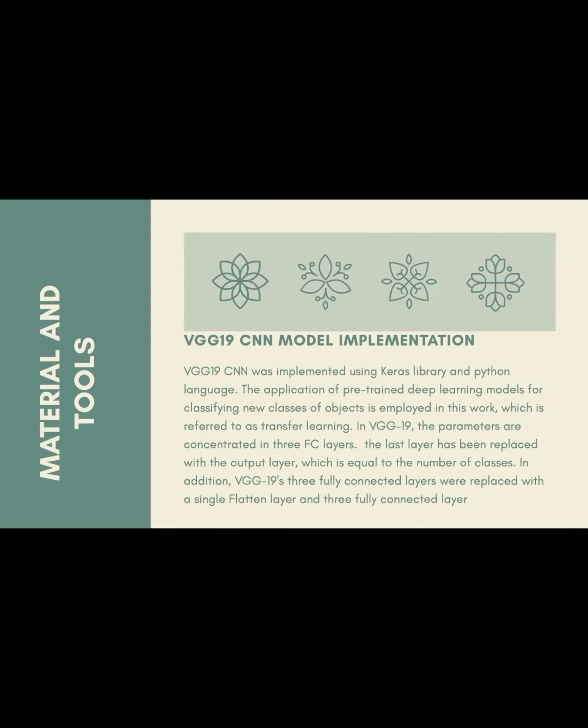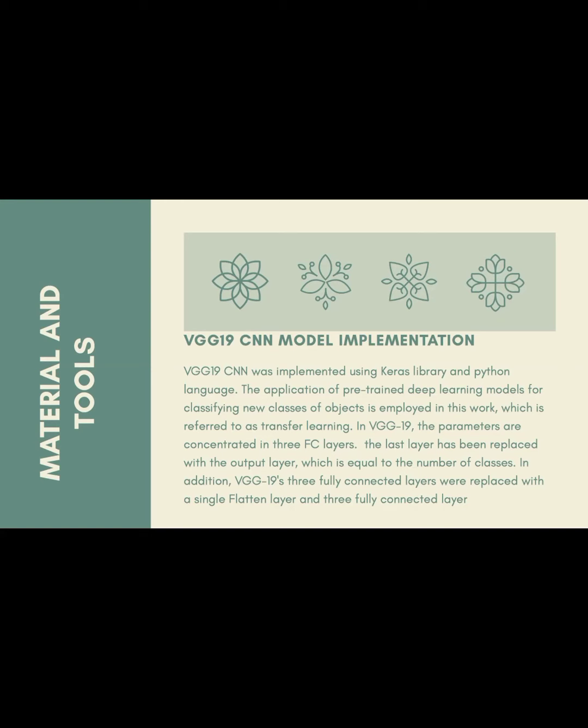We used a pre-trained model with just some modifications on the layers. The VGG19 CNN model was implemented using the Keras library and Python language. The model was built using the Keras library. The application of a pre-trained deep learning model to classify a new class of object is employed in this work, which is referred to as transfer learning.